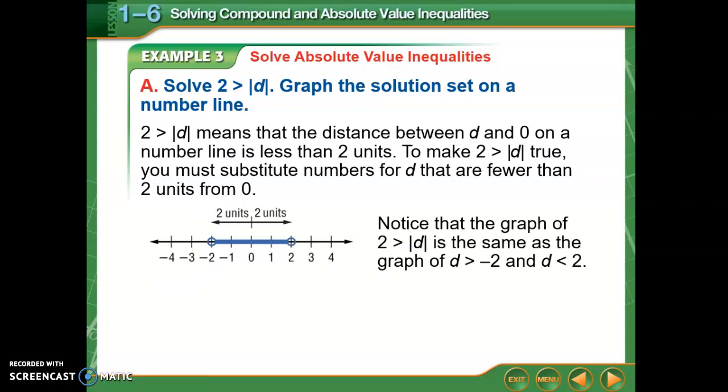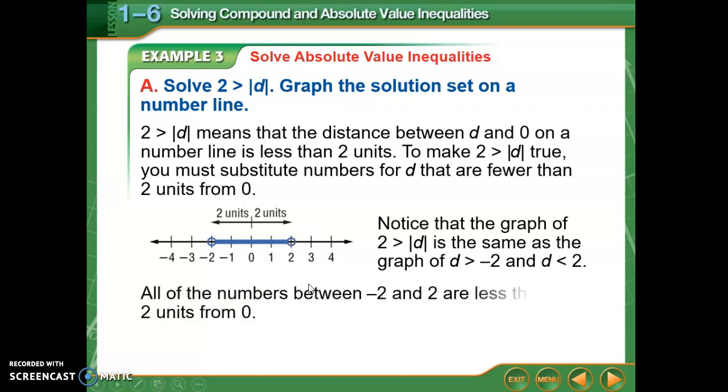Okay, so using a number line, you can also illustrate it here. So the numbers are greater than -2 and smaller than +2. So all of the numbers between -2 and 2 are less than 2 units from 0.